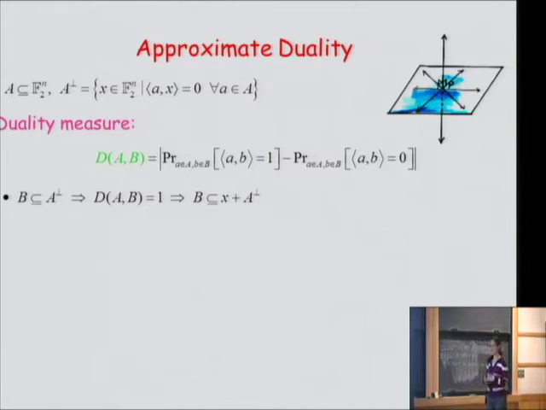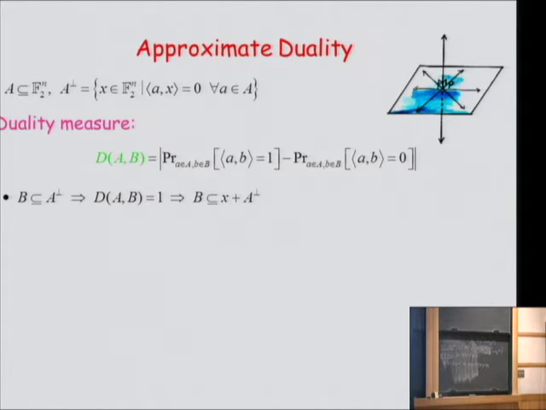Sure. So why did you call it duality? Yeah, good question. Usually it is referred to as the discrepancy of the inner product function. I have two answers to this question. One answer is that when we defined it, we didn't think about communication complexity and discrepancy; this came later. And the reason why we called it duality measure is that it actually measures how close the sets are to being contained in dual spaces. And the reason is roughly this.